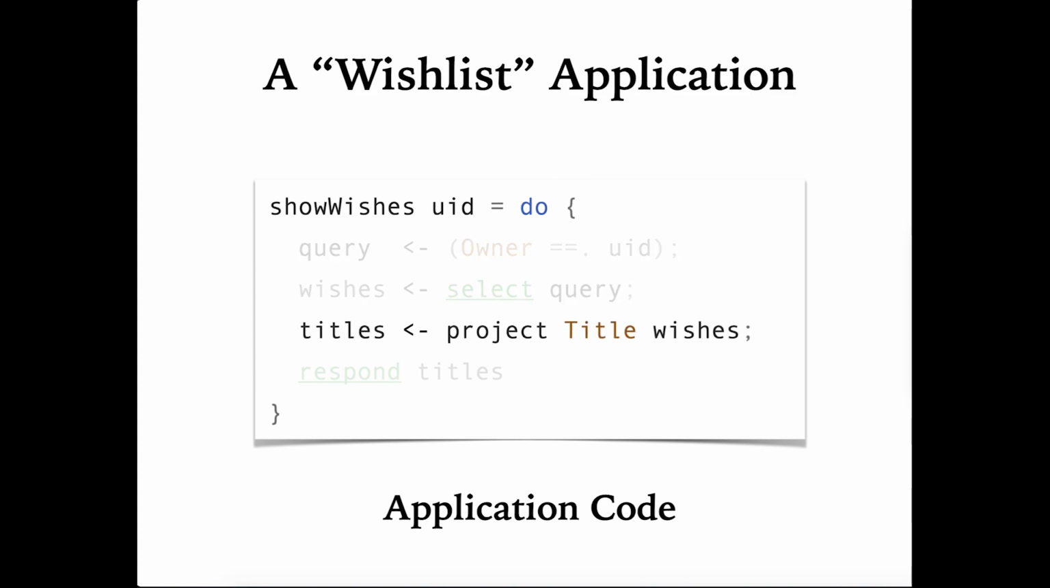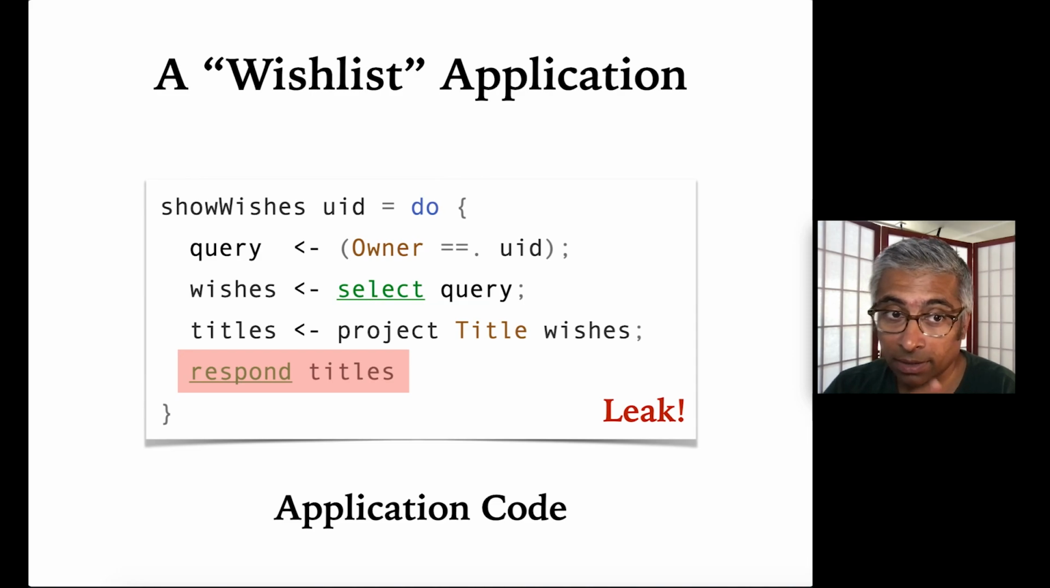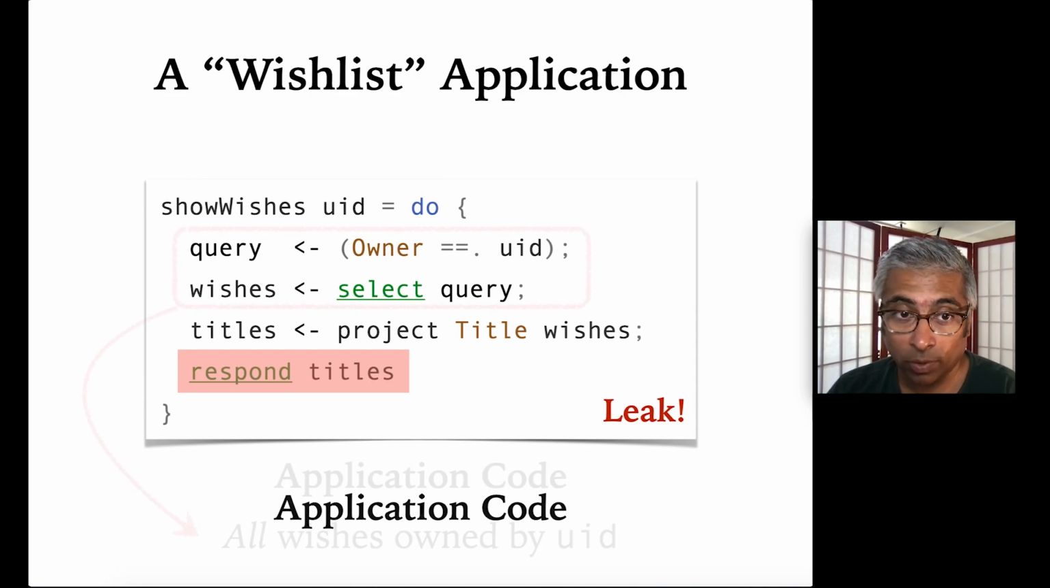And then having obtained the wishes, it's going to pull out the description. Maybe we don't want to send all the information, just the descriptions. And then finally, we're going to send back a JSON or text or HTML response with all the titles. Now Storm is going to reject this code and is going to complain that there's a leak over there. Why is there a leak?